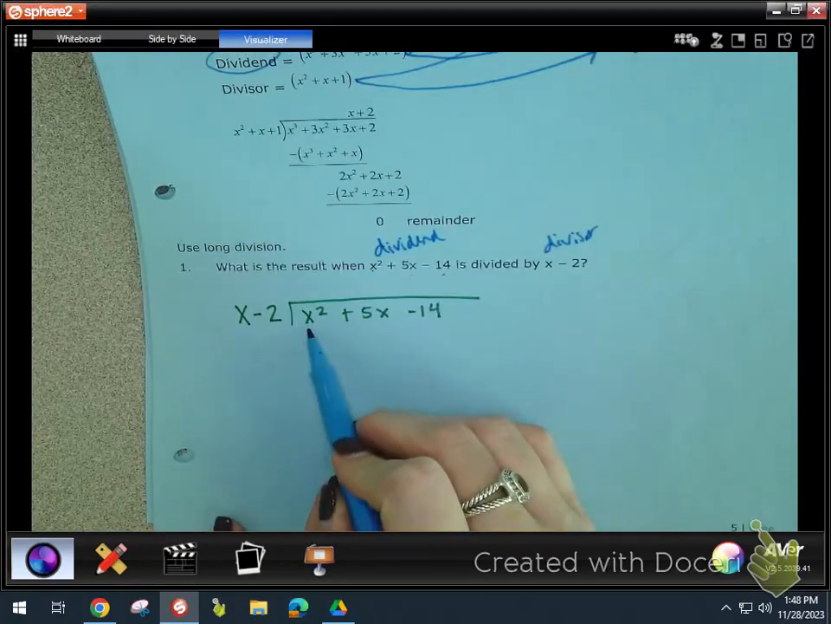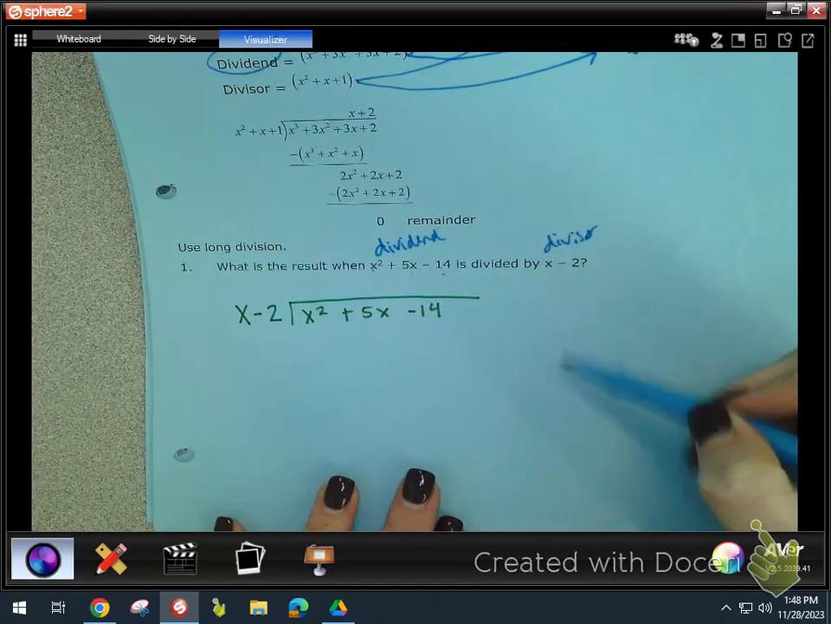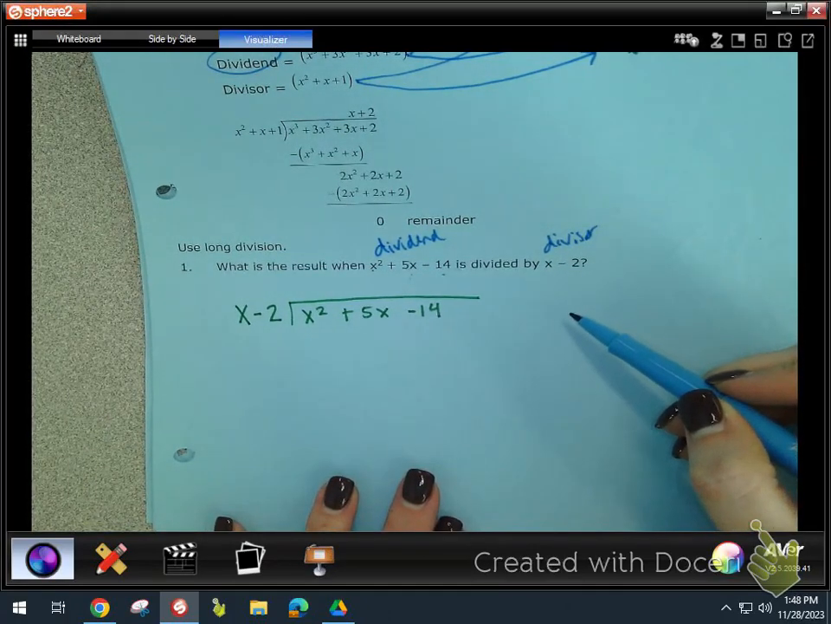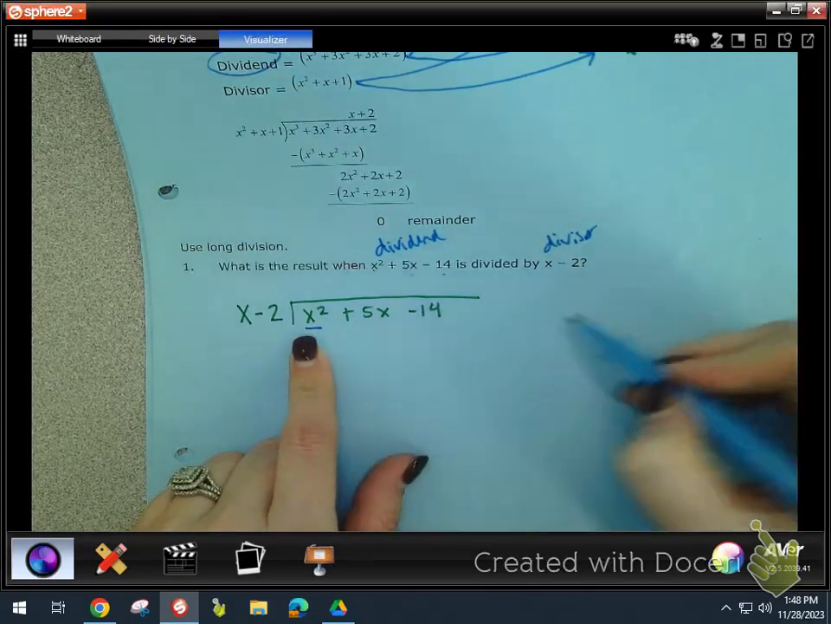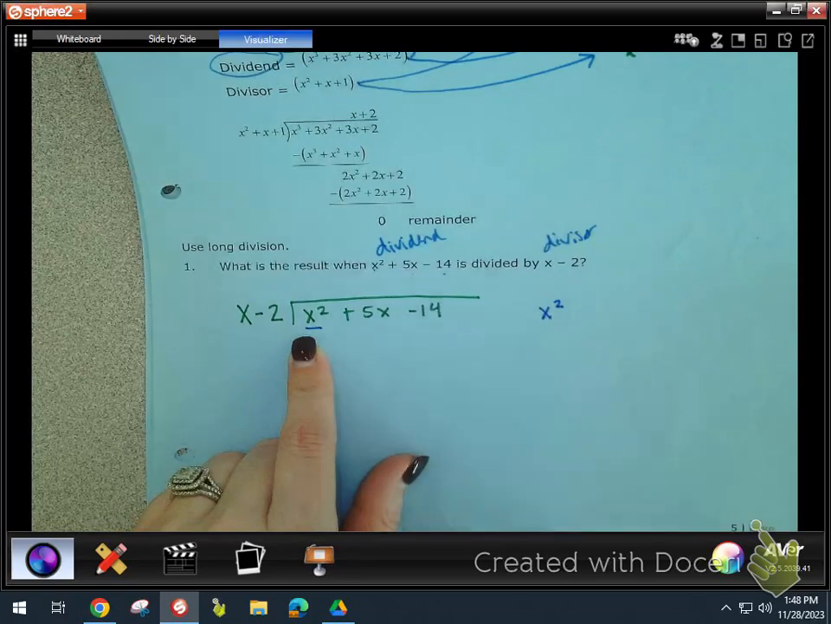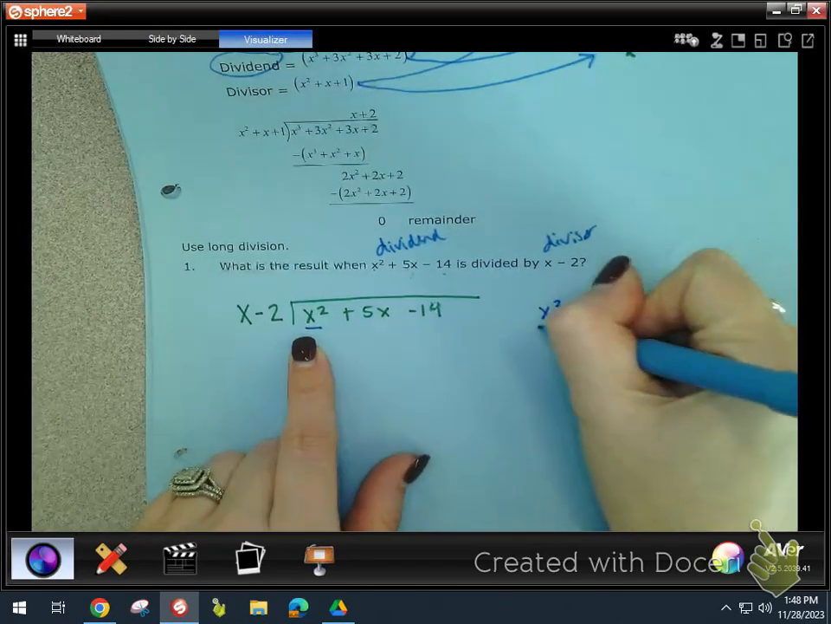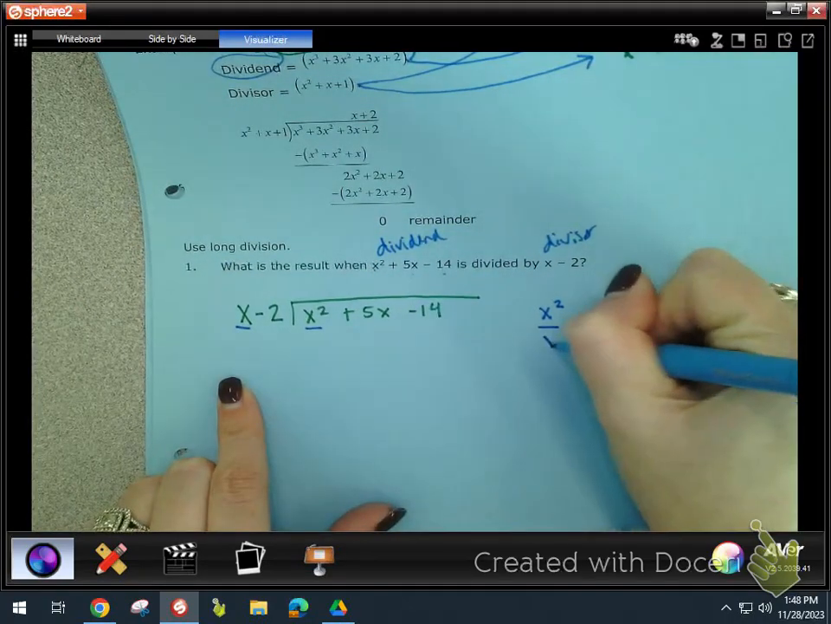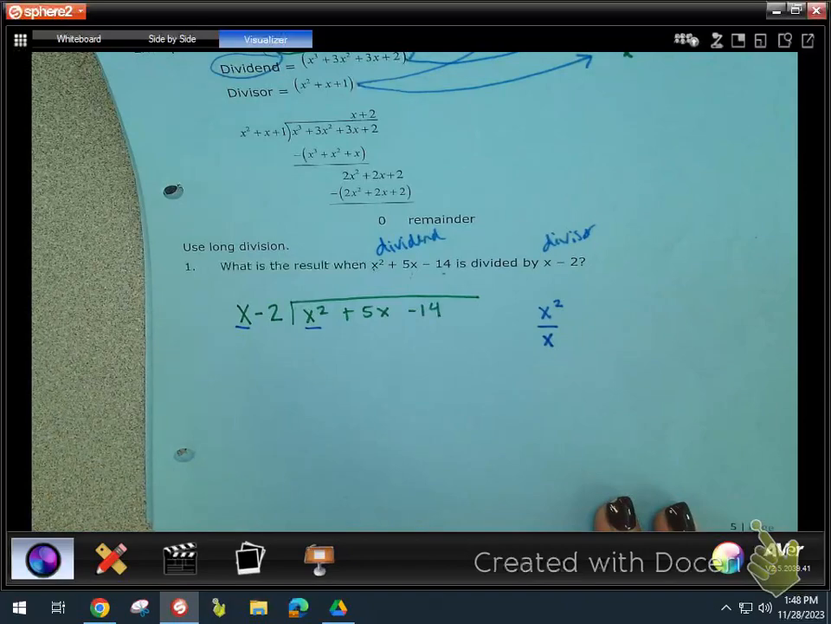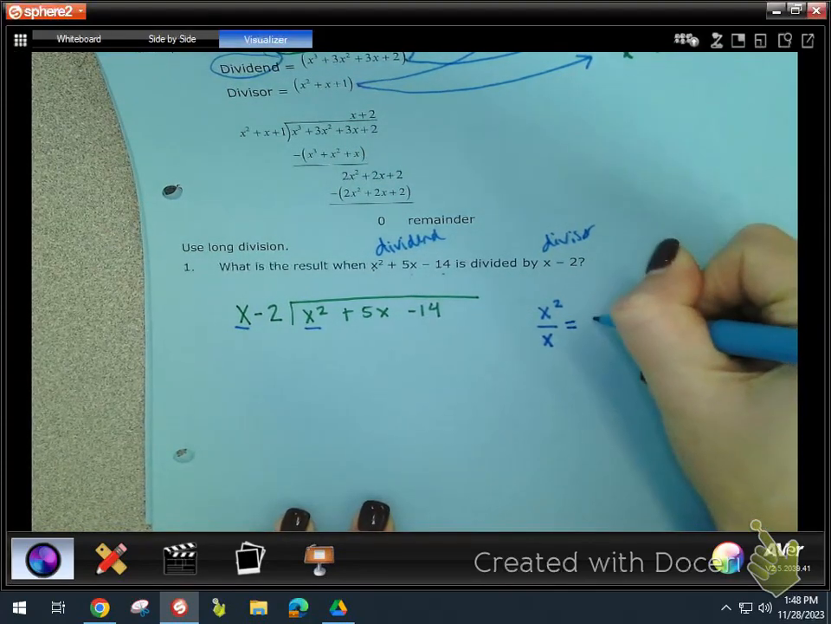So when I start, I do a little side work over here, and you don't have to do the side work. You can do it in your head, but for now, let's write it together. On the side, I'm going to take the first term of the dividend, which is x squared. Don't really care about what follows it right now. And I'm going to divide that first term by the first term of the divisor, because that's all I care about for my first step. So it's a little miniature quotient I'm going to do to the side. So what is x squared divided by x? X.